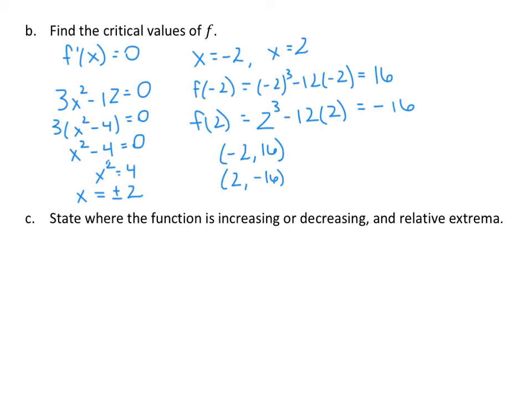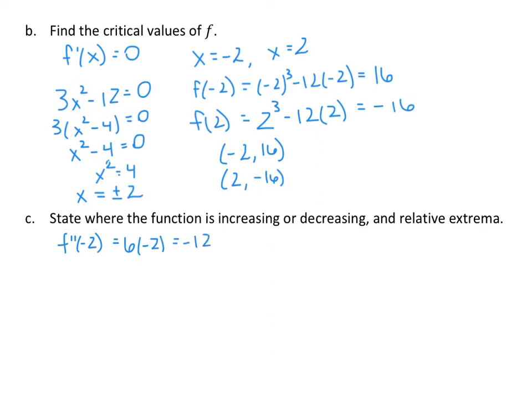Next, we want to state where the function is increasing or decreasing and any relative extrema. So we can use our second derivative test to determine whether our critical values are relative maximums or relative minimums. We can take our second derivative and first plug in our critical value negative 2. Recall that the second derivative is 6x. So we have 6 times negative 2, which gives us negative 12.